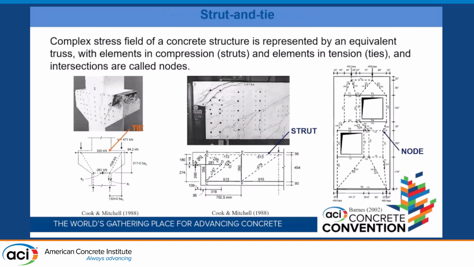Now, about strut and tie. In this method, the complex stress field of a given concrete structure is represented by a truss, by an equivalent truss. And we like trusses because they are easy to solve. The issue usually is how to define the truss. But the elements in compression in this truss are called struts. The elements in tension are called ties, solid lines in these pictures, and the intersections are called nodes. This method has been proven very useful to design complex structures, D regions, like the ones in these pictures.